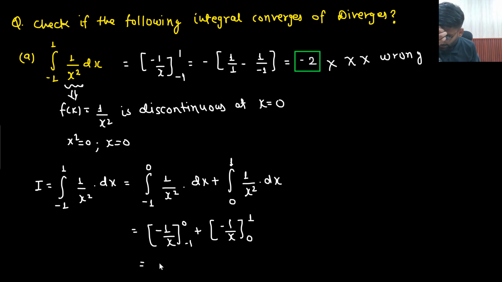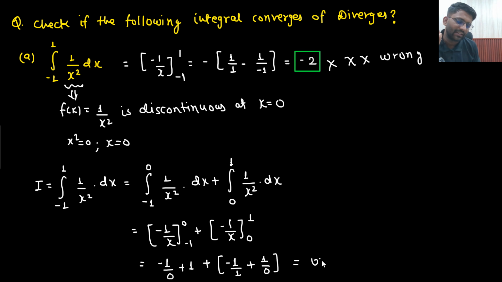Just as I put 0 here, I would get minus 1 by 0. Rest I don't even need to put. After that I need to put minus 1 as well, and here I will put 1 by 0. But here only I get to know that minus 1 by 0 is coming out to be infinity. That means it is undefined. Just as I put 0 here, it is coming out to be undefined. That means it is not converging. So this integration will not converge.